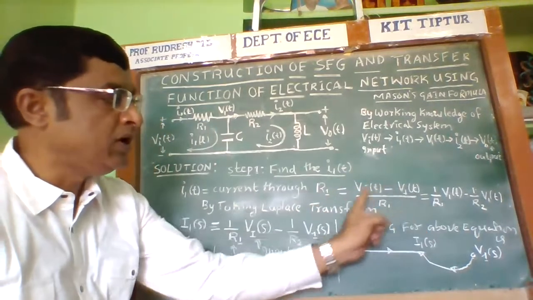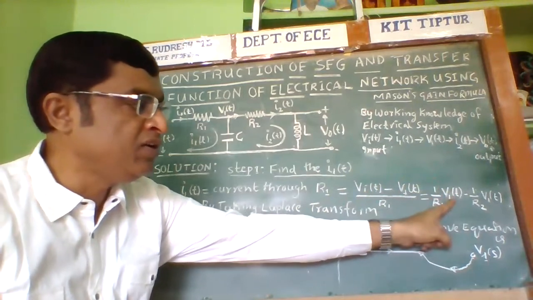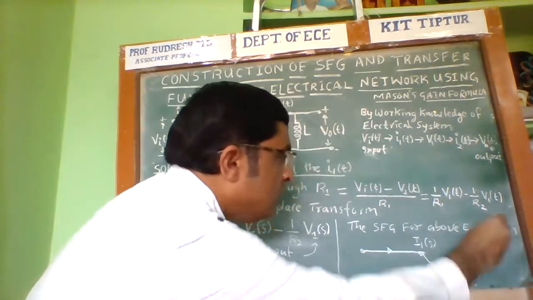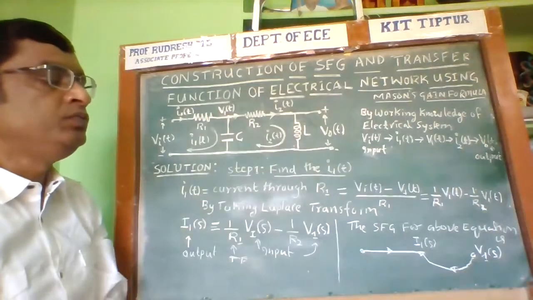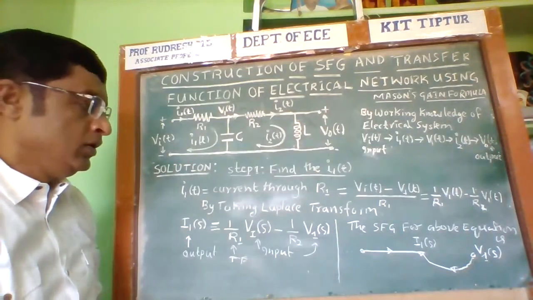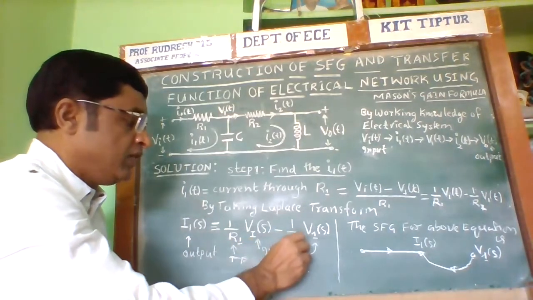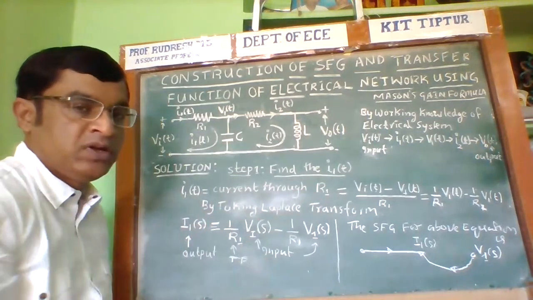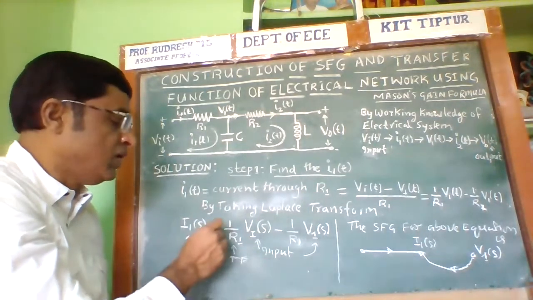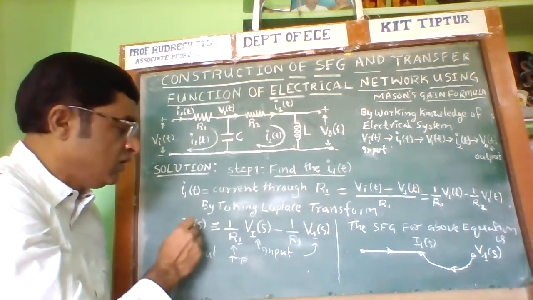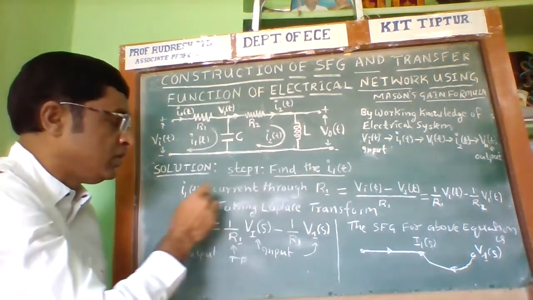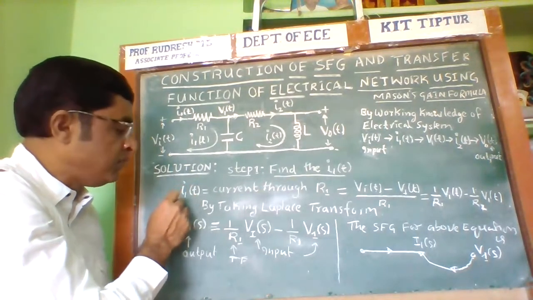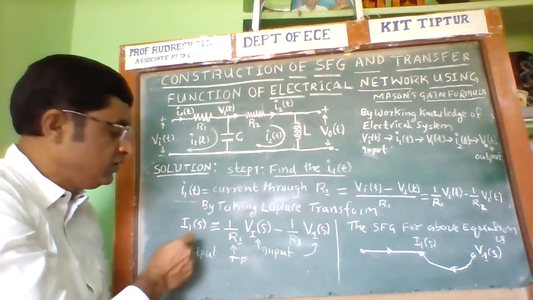Therefore, this can be expanded like this: I1 of t equals 1 by R1 into VA of t minus 1 by R1 into V1 of t. Then, by taking the Laplace transform, I1 of s is obtained. When I take the Laplace transform, lowercase letters become uppercase letters. The Laplace transform of I1 of t is I1 of s.